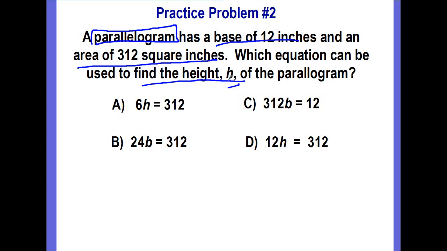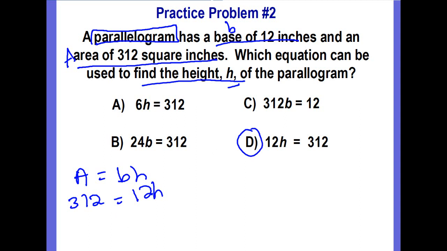So this is one where we know the area. Let's write down the formula: the area of a parallelogram is base times height. Plug in the numbers we know. The area, A, is 312. The base, B, is 12 inches, times the height, which is unknown, so it remains an h. Which equation looks similar to this? We're multiplying 12 times the height, and it equals 312.